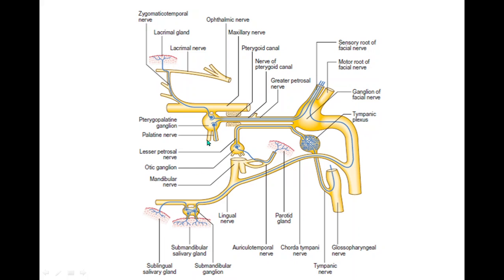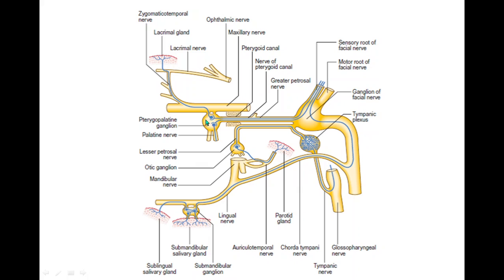So the pterygopalatine ganglion receives its preganglionic fibers through the nerve of the pterygoid canal, or the greater petrosal nerve, which is a branch from the facial nerve. So it is associated with the pterygopalatine ganglion, and those fibers reach the pterygopalatine ganglion.